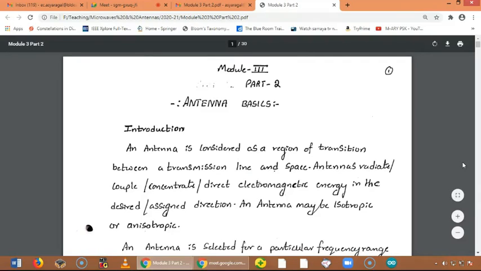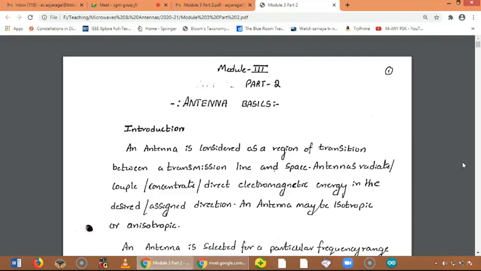The third module, part second. For this particular antenna basics, you can refer to the book Antenna and Wave Propagation by John D. Kraus. And you can also refer to another book, Harish and Sachidananda, Antennas and Wave Propagation. That book also you can refer to, for the further part of module 3 and part 2, module 4 and module 5. You can refer to these books. So let us begin the basic understanding of antenna.